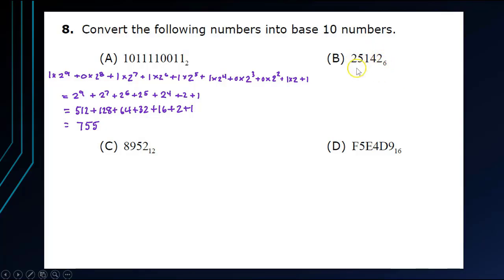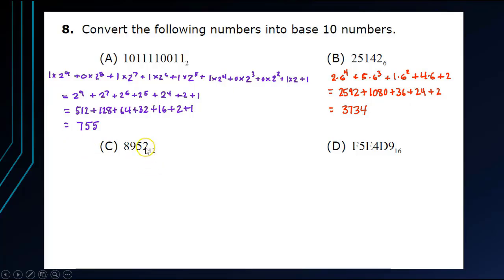This is base 6. So this is my units. This is my 6's. My 6 squares are 36's. My 6 cubes, my 6 to the 4ths. And so when I break that down, it's 2 times 6 to the 4th, 5 times 6 cubed, 1 times 6 squared, 4 times 6, and 2, which gives me these numbers all added together, which is 3,734.